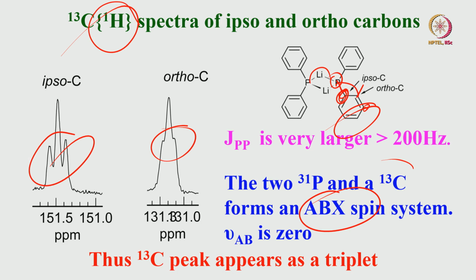All right, and of course remember we are breaking the coupling between the proton and carbon. We are going to get only phosphorus coupling and lithium coupling, and we could see both of them.